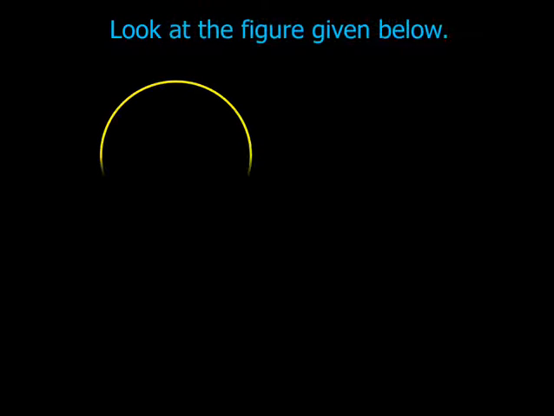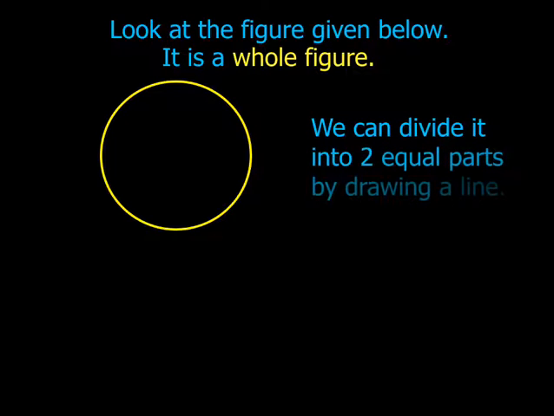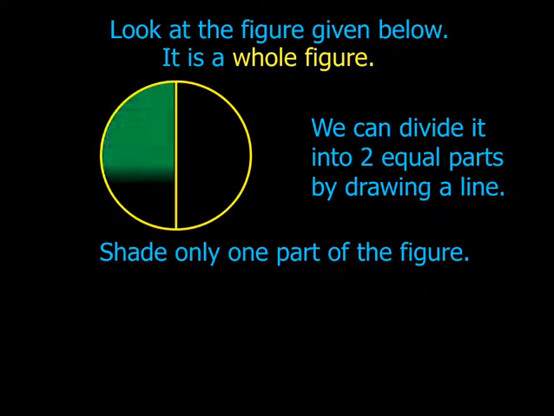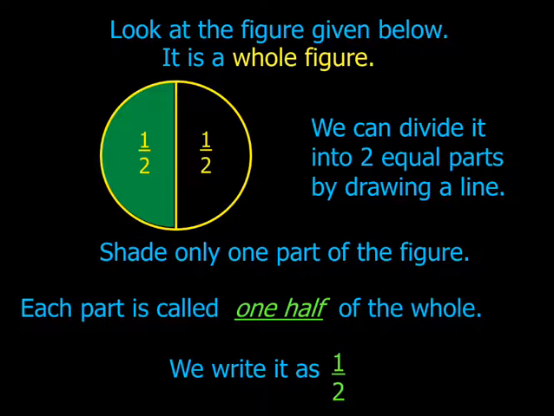Now look at the figure. This is a circle. It is also a whole figure, a complete figure. Now we can divide it into two equal parts by drawing a line in the middle of this circle. Now we will again shade one part of this figure. Similarly, as we had in the rectangle, each part is one half of the whole, and we write it as 1/2, meaning one part of two parts.